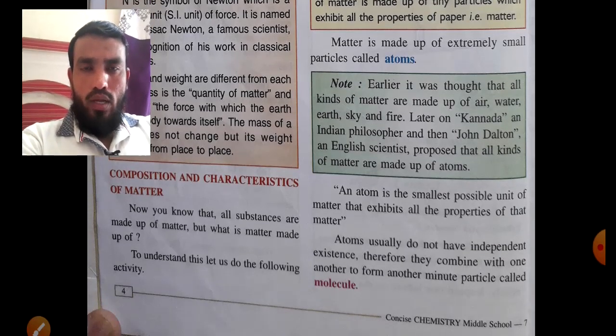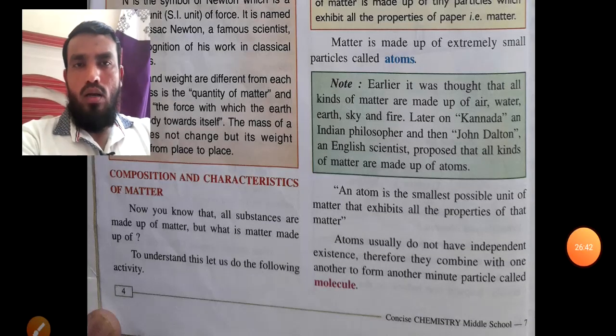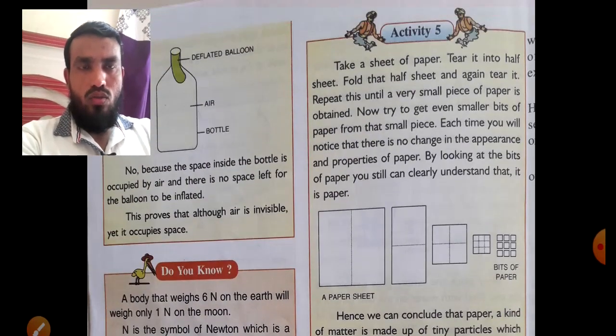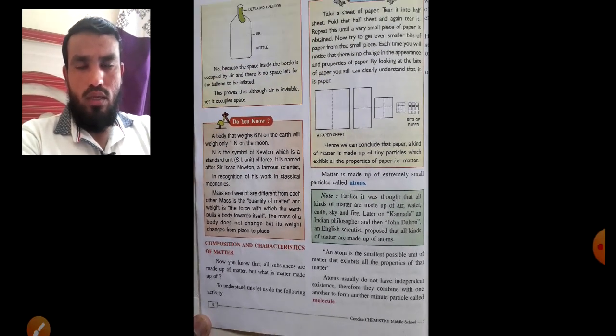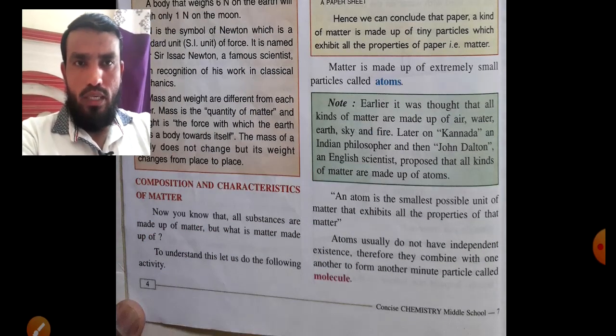Now in the next slide we will talk about the composition and characteristics of matter. What is composition? What are characteristics? Composition means which kind of things make up your mass. What is the composition of the mass? Whether it is made of solid or liquid.